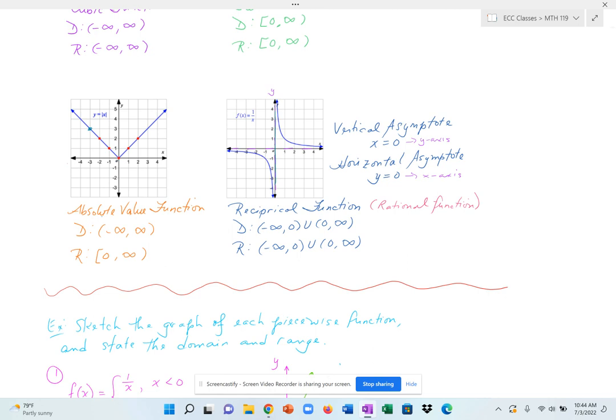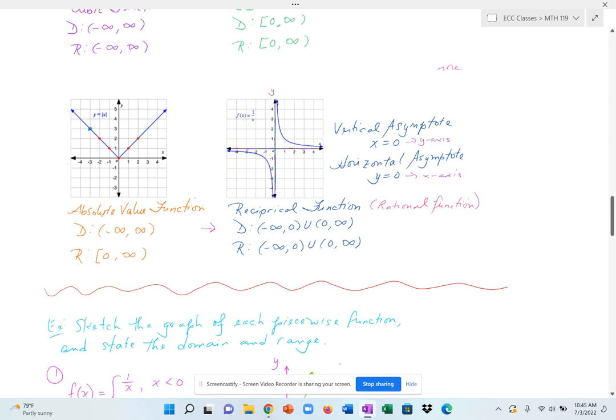So let's talk about the domain first. The value of x here can be anything except for 0, because if I plug in 0, this is undefined. It doesn't have a numerical value, so there is no y value that I can compute. So my domain is all real numbers except for 0. So you write that in two separate intervals with a union symbol in between.